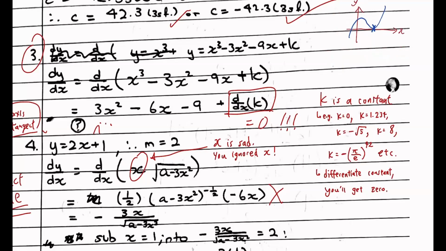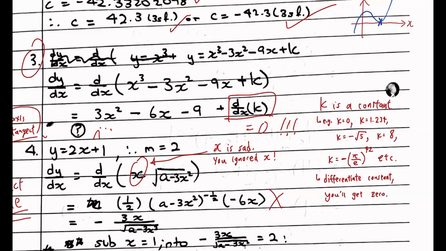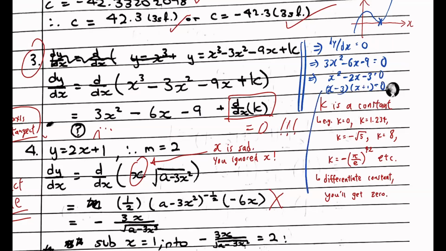dy by dx equal to 0, right? So that means 3x squared minus 6x minus 9 equals 0. Then can you solve? Let's simplify this first. Cancel off the 3. So x squared minus 2x minus 3 equals 0. I can factorize manually already. x minus 3, x plus 1, right? And then you end up with x equals positive 3 or negative 1.